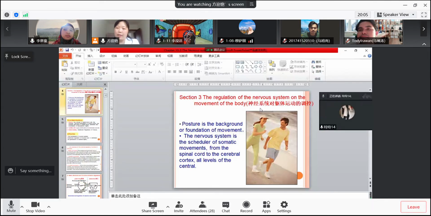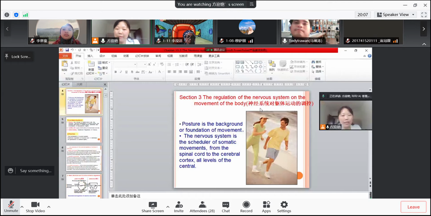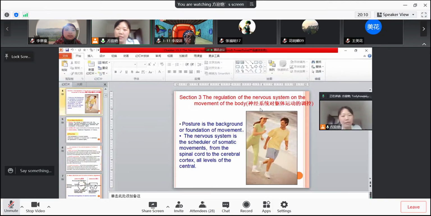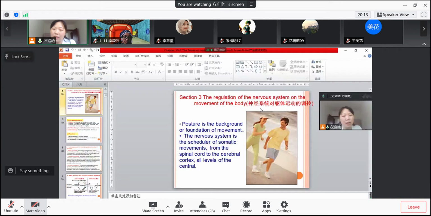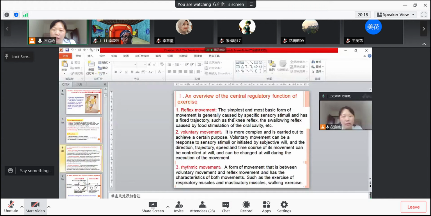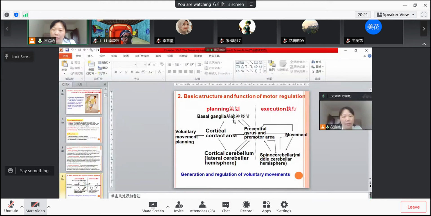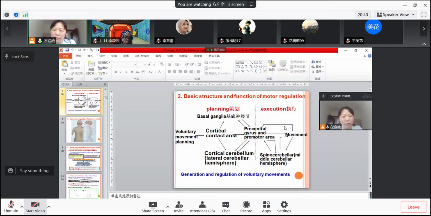Okay, Laoshi. Last class we talked about the regulation of the nervous system on movement, that the nervous system regulates the movement of the body. Then we learned the basic structure of motor regulation: the brain first designs the movement, and then other brain areas take part in executing the movement.